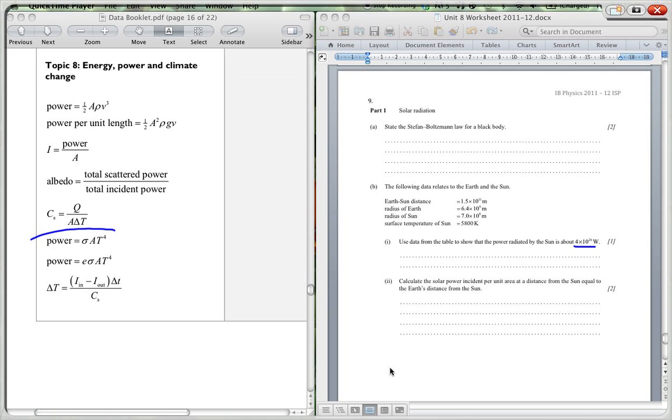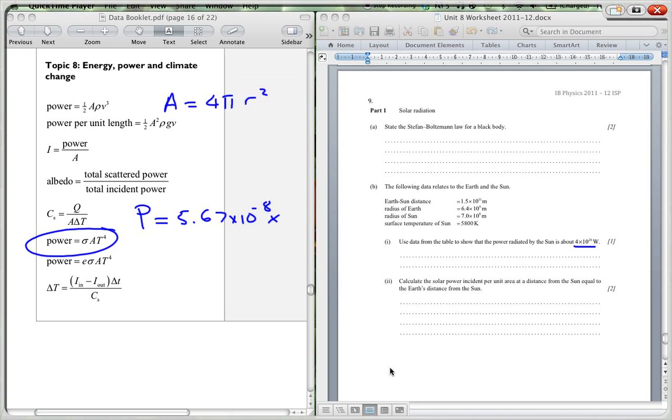So we're going to use this formula over here. The power is equal to sigma. That is Stefan-Boltzmann's constant. Now you can find that in all your constant values at the front of the data booklet, and it equals 5.67 times 10 to the negative 8. And then we need to multiply it by the area. Now the Sun is a sphere, and the surface area of a sphere is given by this formula, 4 pi r squared.